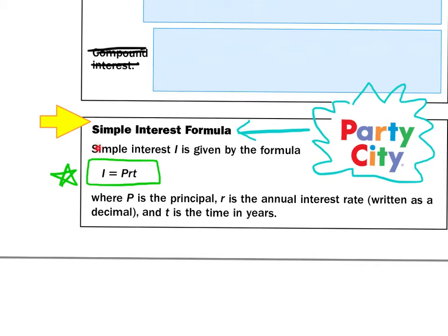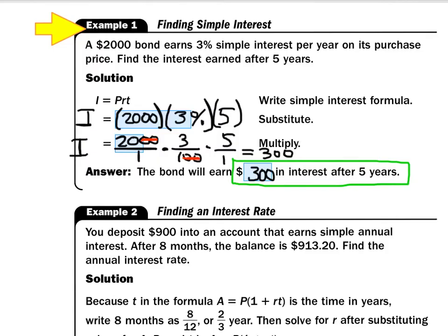Okay, and here down at the bottom of the paper, your book gave you the simple interest formula again. I equals P times R times T. And they told you the P is the principal, the R is the annual interest rate, and the T is time. Now they tell you to write it as a decimal. I'm going to give you a choice. You can either write it as a decimal or a fraction, and I'll show you in the examples. Sometimes it's faster to change it into a fraction, sometimes it's faster to change it into a decimal, but you can pick whichever way you like. Okay, so take a look at example 1.